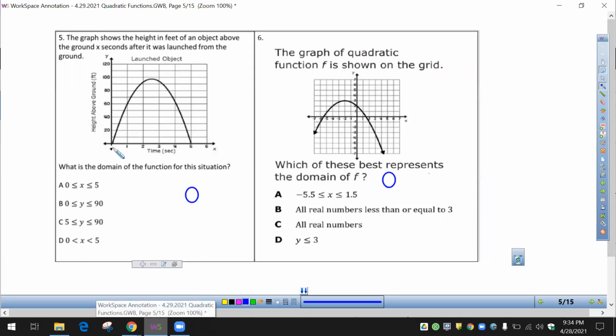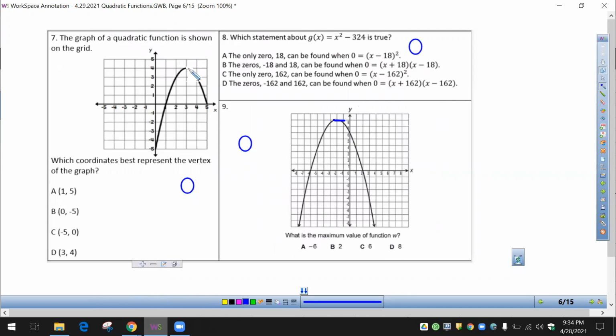All right, domain here, right? Left to right. Here domain, arrows on both sides, so you know what to pick. All right, all real numbers. Vertex is here in the middle.